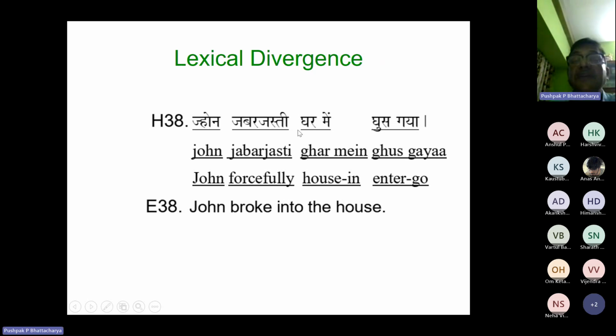Then another kind of lexical divergence is this. Hindi: जॉन जबरदस्ती घर में घुस गया. John forcefully entered the house. That is one translation. But another translation, which is more idiomatic, is John broke into the house. Okay, broke into captures this jabardasti ghusna. So this is given the name lexical divergence. So this is a listing of the different categories of language divergence which need to be negotiated for effective machine translation.